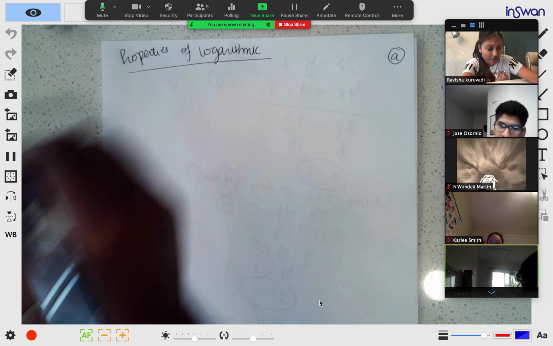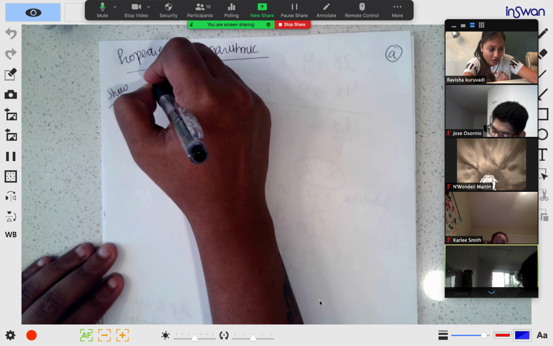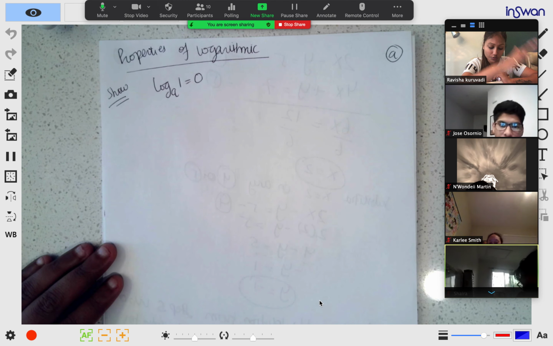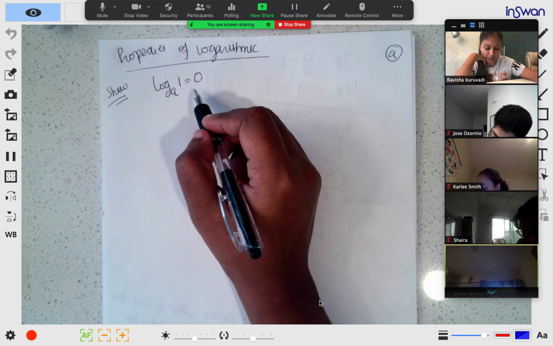First question, it says I need to show log a 1 is equal to 0. I need to show this. Log a 1 is equal to 0. Okay.